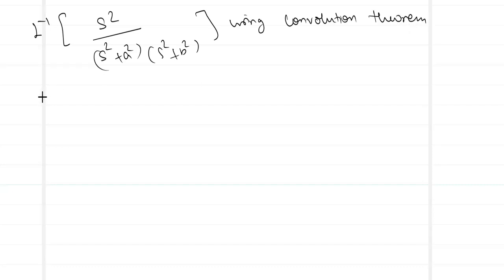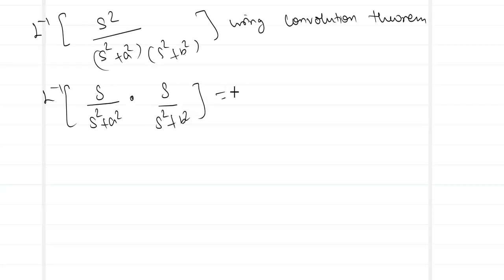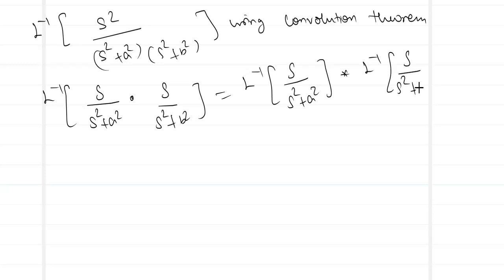Now let me split this quantity as Laplace inverse of s by s square plus a square, product s by s square plus b square. Because I have two s, I can split it equally for both of them. Then by convolution, this product becomes a convolution. So the whole thing is the convolution of Laplace inverse of s by s square plus a square with Laplace inverse of s by s square plus b square.